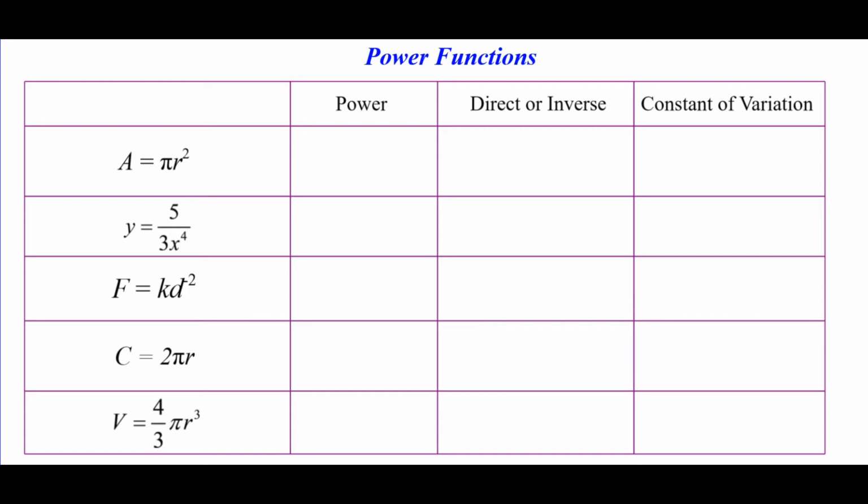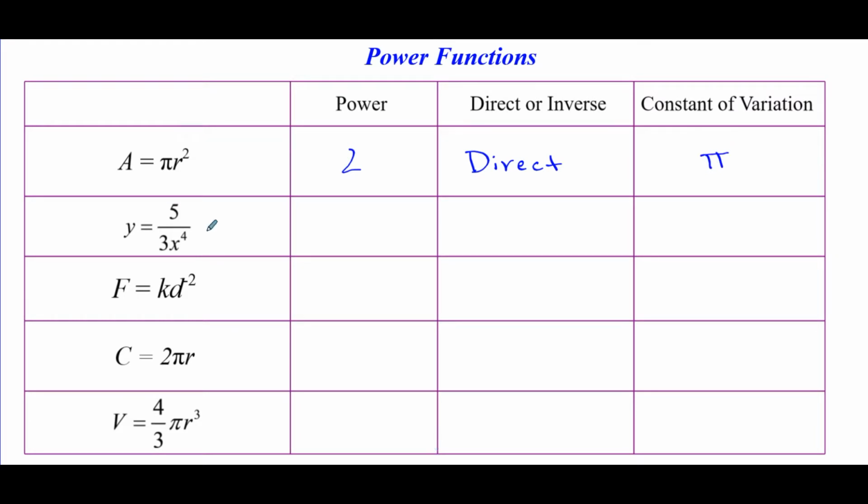So here we're going to take a look at some power functions, and we want to be able to determine the power, whether it's direct or inverse variation, and what the constant of variation is. So looking at this first example, my power is going to be 2. So we would say that that is direct variation, and then my constant of variation is the pi.